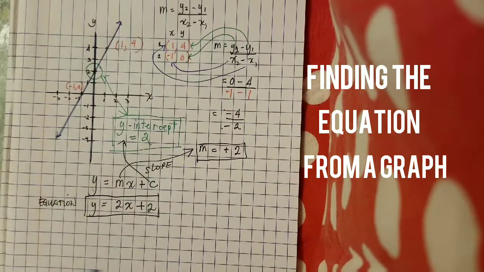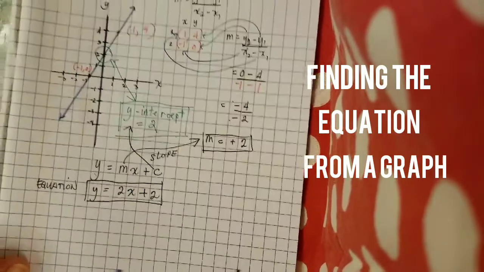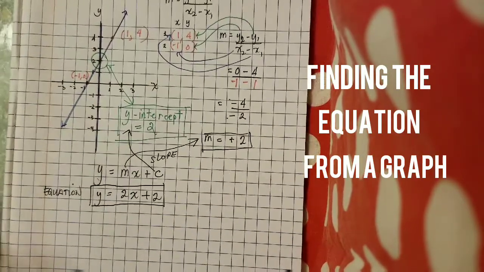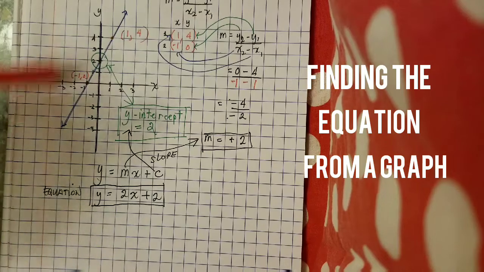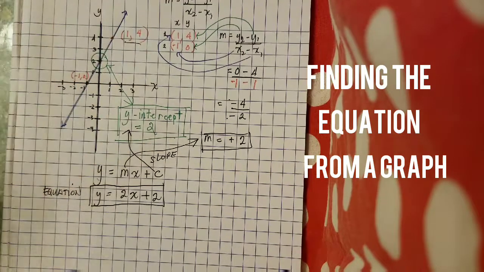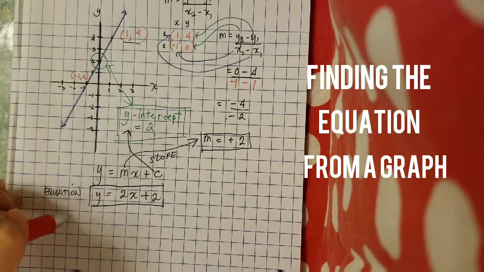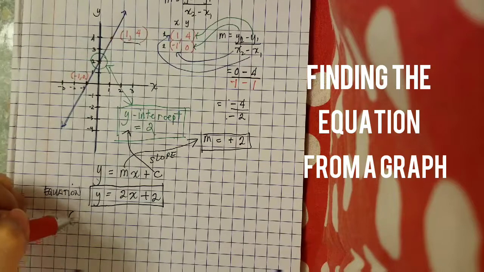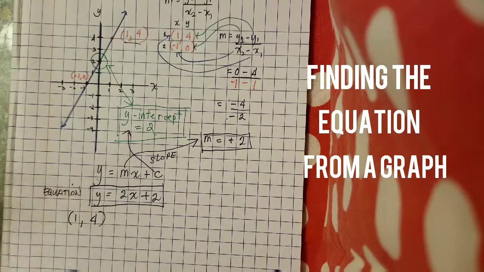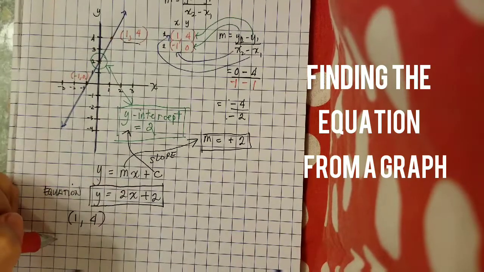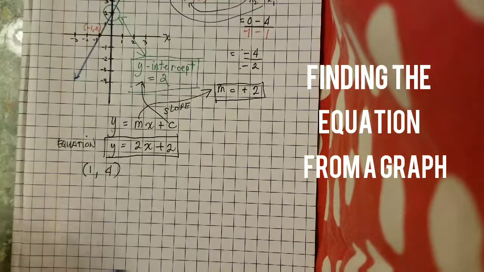Okay? Now, do you think you're done? Not yet. You need to check if your equation is correct. So we need to substitute. So let's check with this one first, okay? So let's check with the coordinate points 1 and 4, okay? So let's put it in the equation. Okay, let me move my paper up a bit.